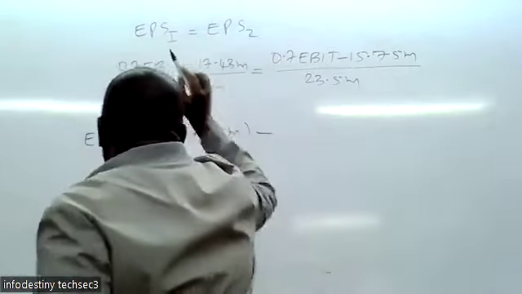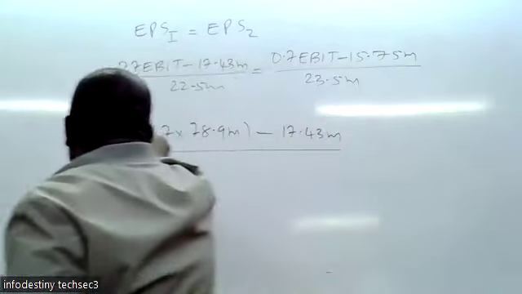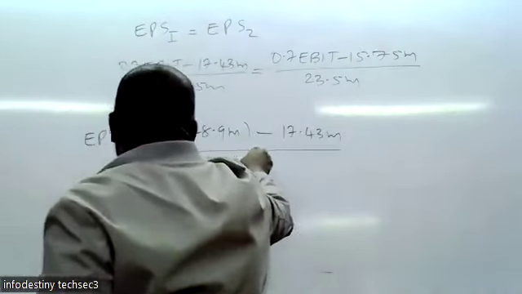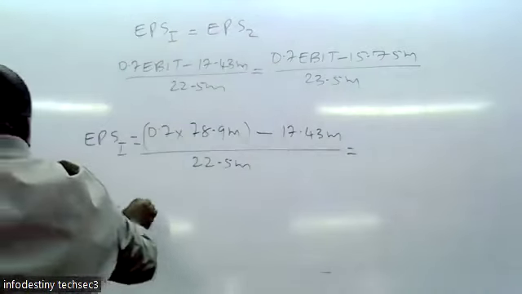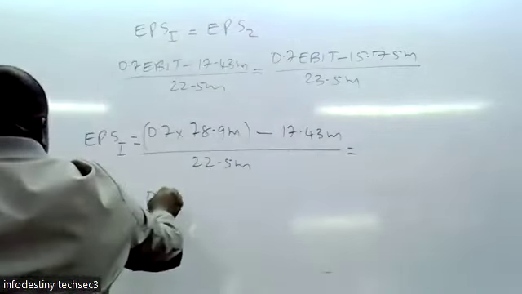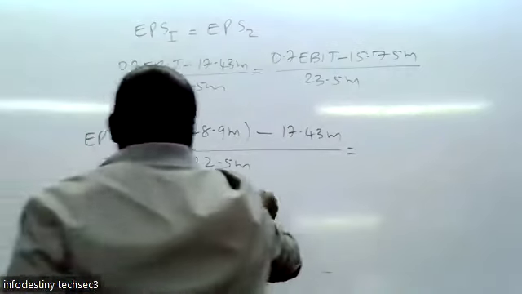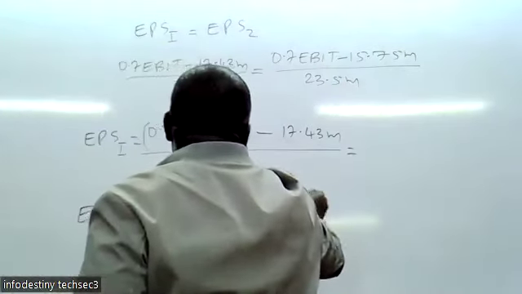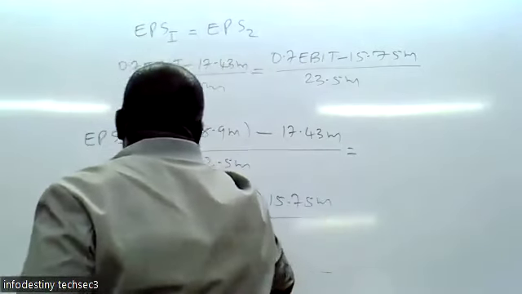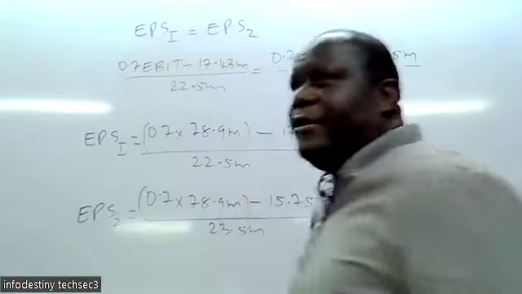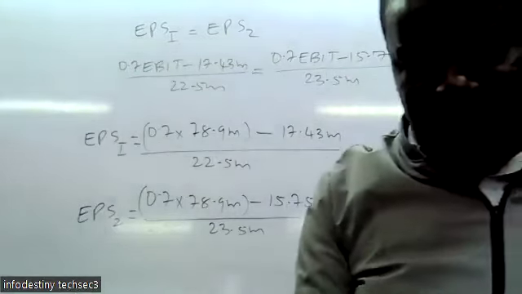So for option 1, we use 17.43, and you divide by 2.5. Then we also get option 2. Option 2 is 0.7 times 78.9, then you subtract 15.75, then you divide by 3.5. Confirm whether the two give me the same, because that is the other part of the same question.